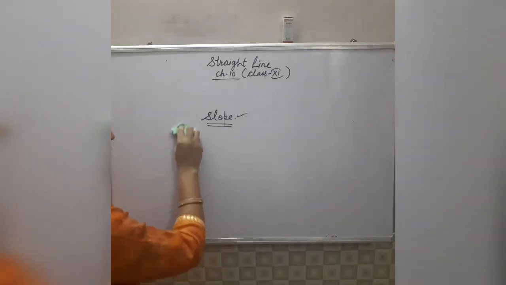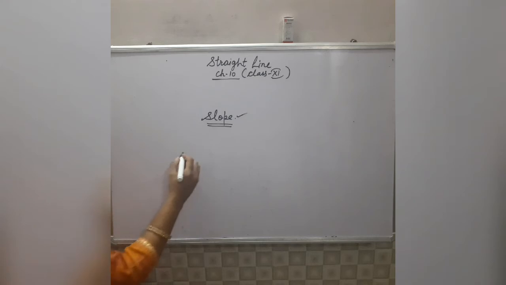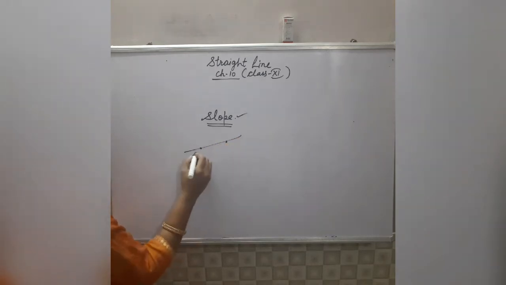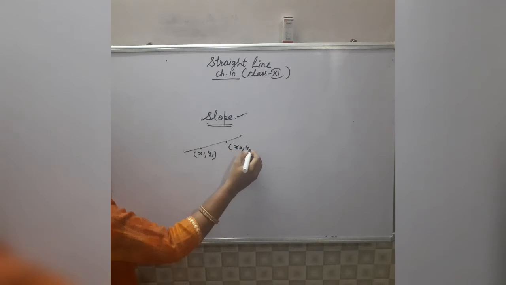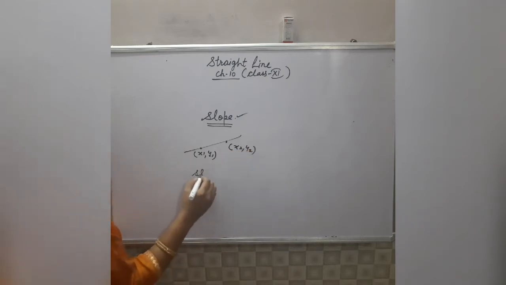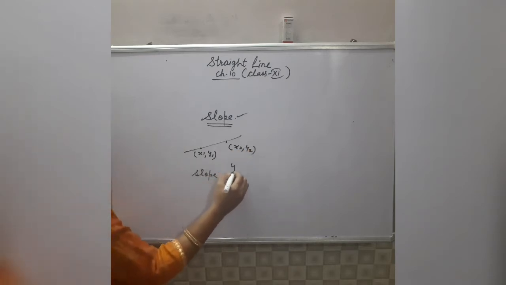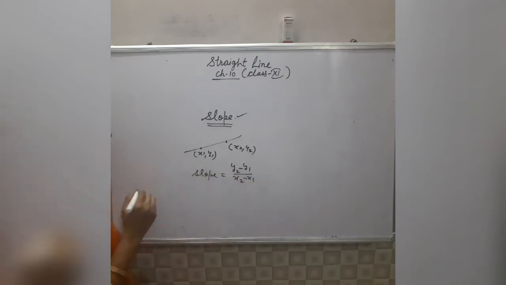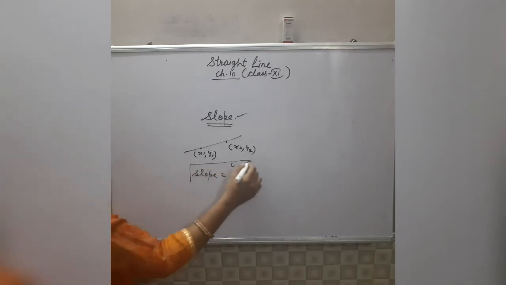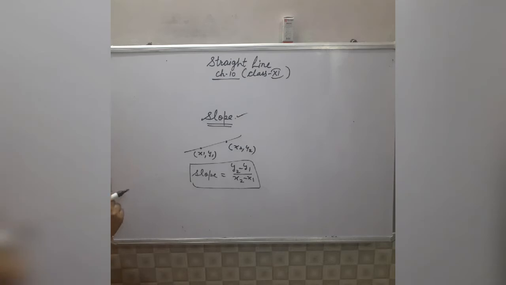So there are two formulas for finding slope of a line. Suppose 2 points of a line are given to you. One is x1, y1, second point of the line x2, y2. Then by using the formula y2 minus y1 divided by x2 minus x1, we can find out the slope of a line.